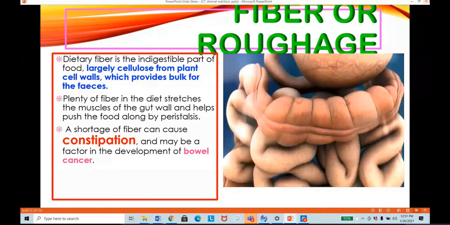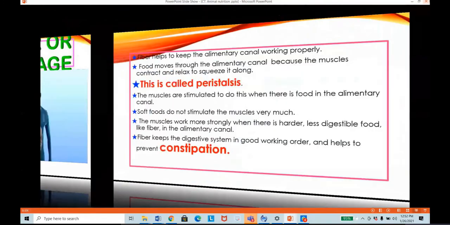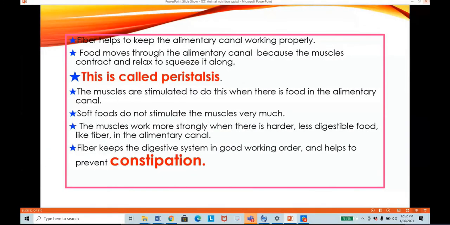The stool or the waste material becomes so hard that you cannot remove it easily from your body because of the absence of the roughage or fiber in your food. Okay, and if this constipation continues, it might lead to serious conditions like bowel cancer or hemorrhoids or piles, etc. So that is why you need to include lots and lots of roughage or fiber-rich foods in your diet.